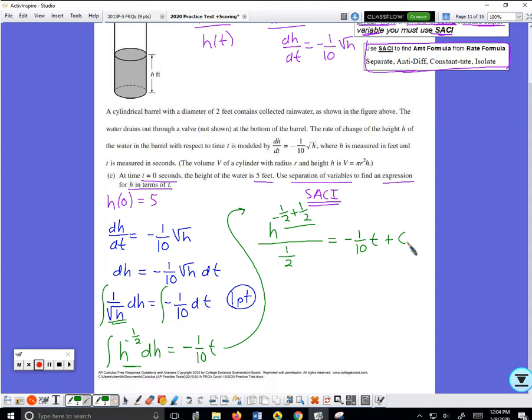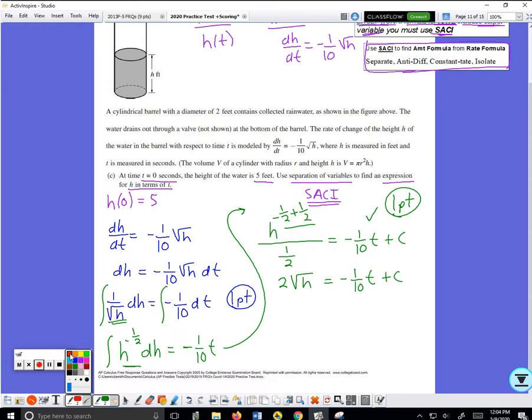So dividing by 1/2 is the same as multiplying by 2. So I end up with 2 root h, because h to the 1/2 is root h, equals negative 1/10 t plus my constant. If I get to here, they're going to give me 1 point for correctly doing the antiderivatives. I went to the next line just to make subsequent work easier, because now I'm going to solve for the constant.